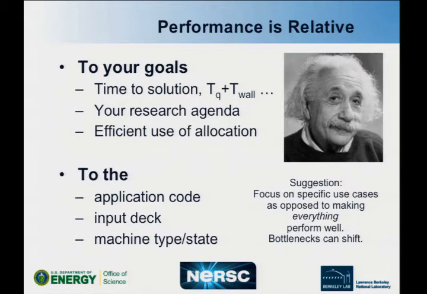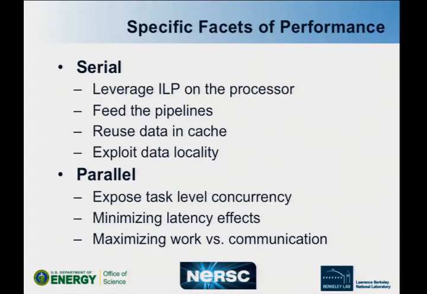Some of these specific areas can be broken out into serial and parallel areas. Getting the instruction level parallelism from the processor is very important. If the chip was designed to do eight floating point operations per clock and you're getting one, then there's a certain hard limit that you've reached in terms of the upward potential for performance. Understanding the pipelines, and how data is moved and where it's available in a fast way and where it's slow, is important.